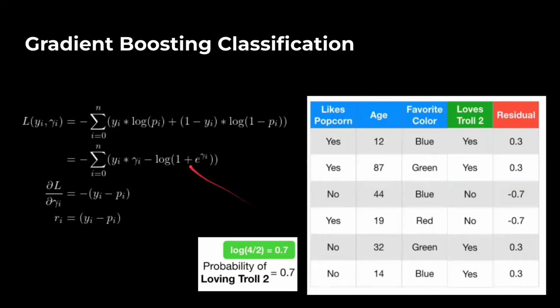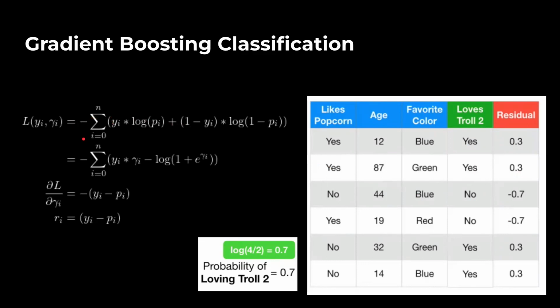So in this case, we can find a residual, right? We get the probability from the log odds, which is 0.7, and then we take the residual, where yes would be 1 and no is 0, right? And then that's the residual.